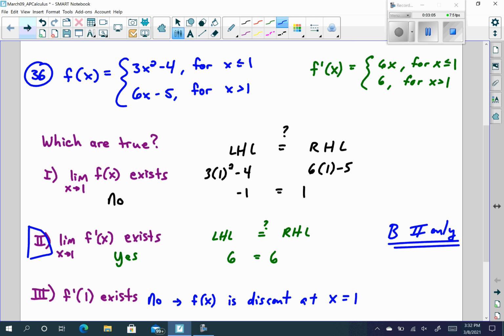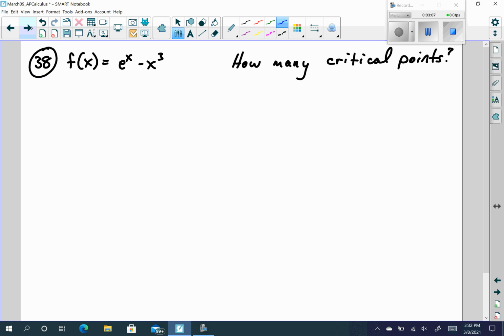All right, let's take a look at number 38. Here we're given the function f of x is equal to e to the x minus x cubed. We're asked how many critical points. We don't actually have to find maxes and mins here, but we start the same way. We find our derivative. What's the derivative of e to the x? e to the x minus 3x squared. And then we'll see where this is equal to 0.